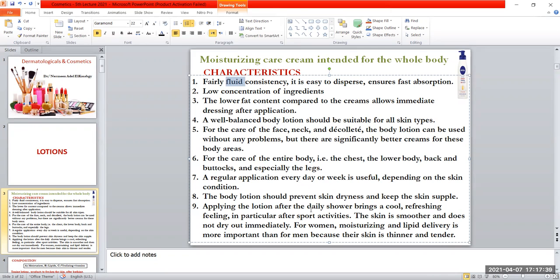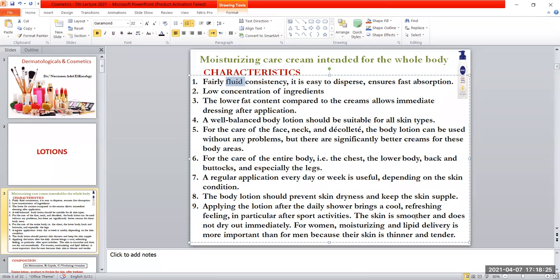اهو applying the lotion after the daily shower, if you used the lotion daily after your shower, هتخلي السكين بتاعك cool, هتخليه refreshed, especially لو انتوا بتعملوا exercising to certain sport activities. لان السبورت ال exercising بيبقى فيه sweating كتير, بيبقى فيه السكين بيتعرض ل stressful conditions اكتر. ف after taking your shower you should apply lotion daily او after the daily shower. This will help very much your skin to be all the time moist, to be supple and to have a soft look.